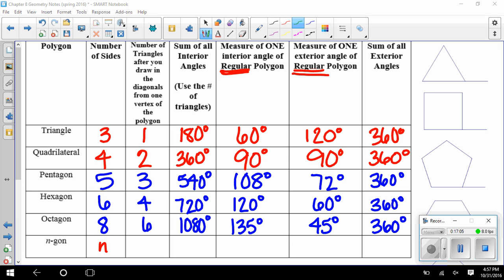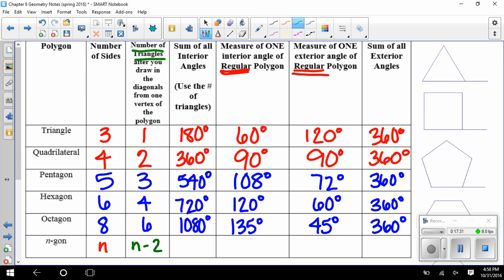So if we generalize what's going on here, if the number of sides is n, notice that the number of triangles is n minus 2. So if I do 3 minus 2, that's 1. 4 minus 2 is 2. 5 minus 2 is 3. 6 minus 2 is 4. 8 minus 2 is 6. So this one is going to be n minus 2. That's how you get the number of triangles in any polygon.